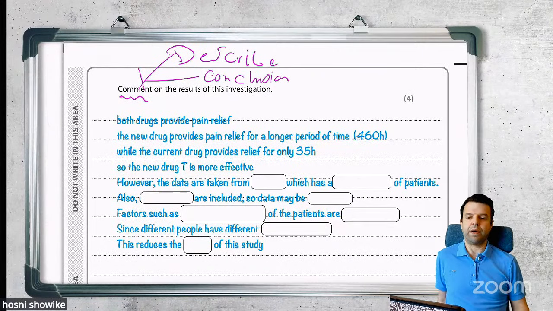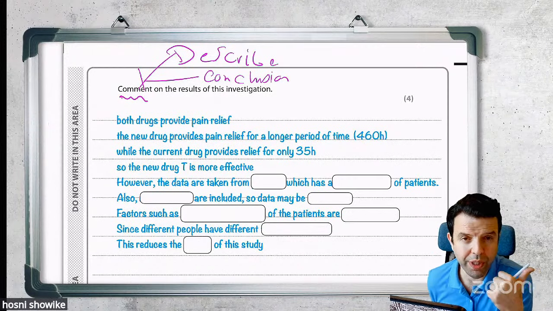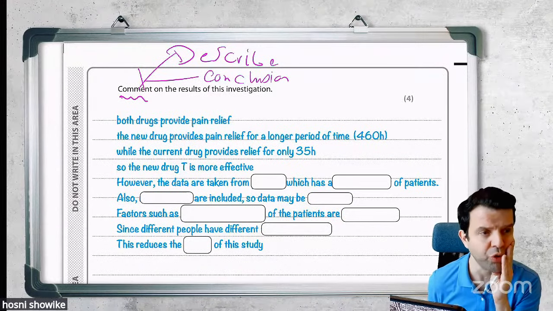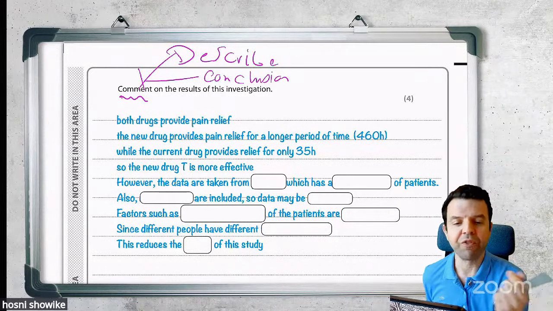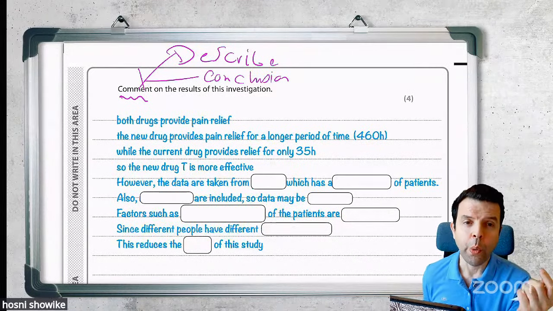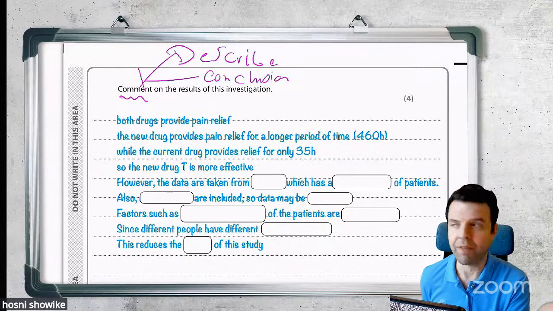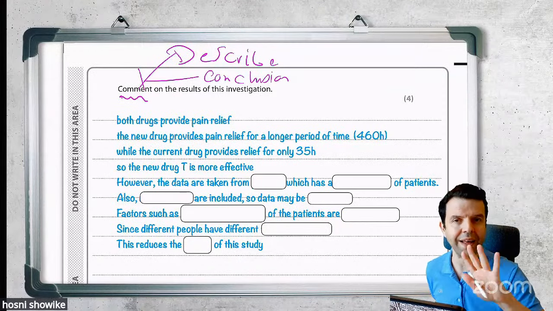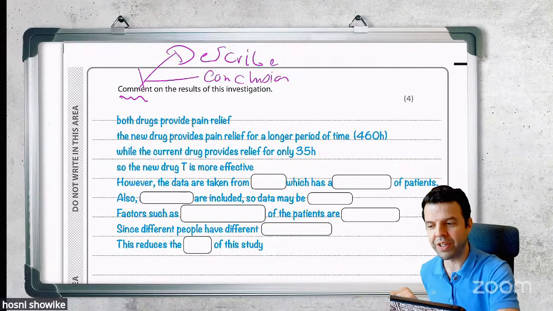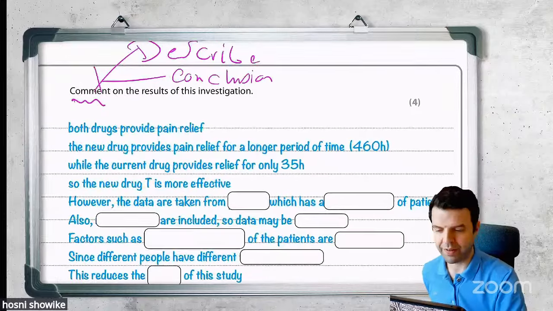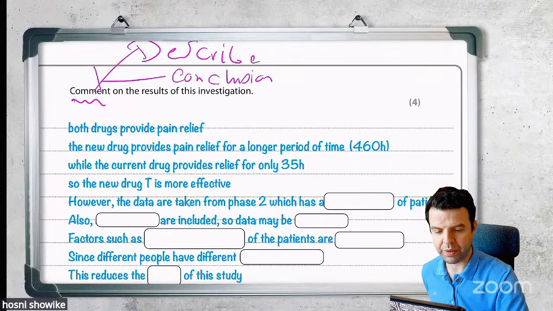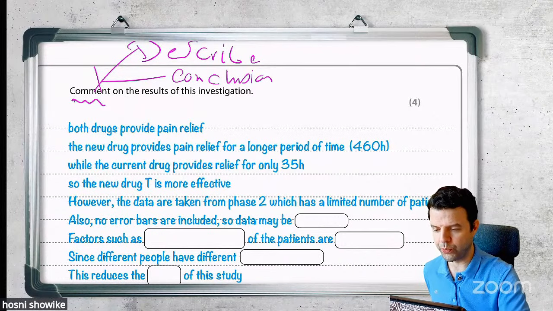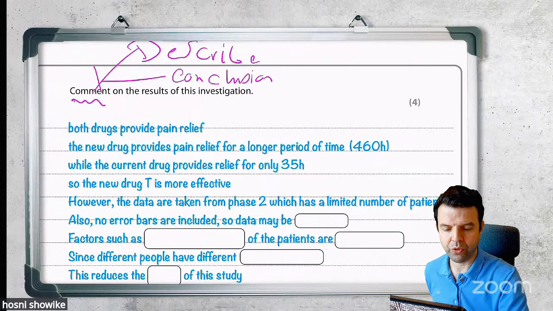Now, let's criticize the data. We have no error bars, right? We have no control variables. There's nothing mentioned about variables being controlled between the two groups. We have no mention of the sample size. Pain is subjective. If I tell you I have a headache, nobody would know how strong that headache is, so pain is not something that can easily be compared. Here I have a small sample size because it's phase two. Also, no error bars, so it's not reliable.